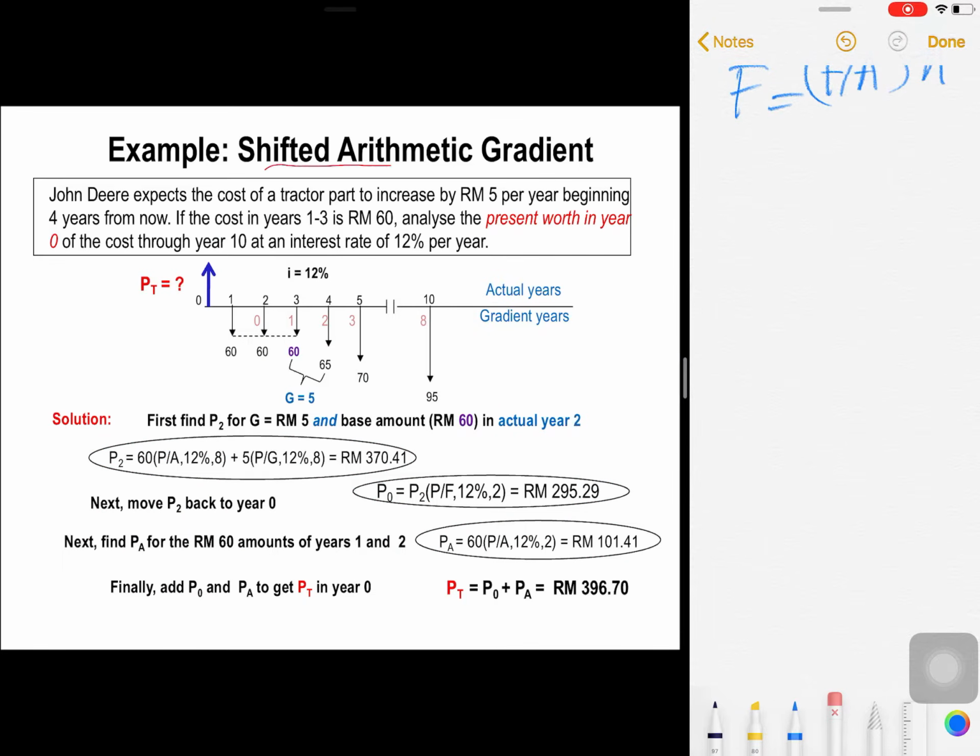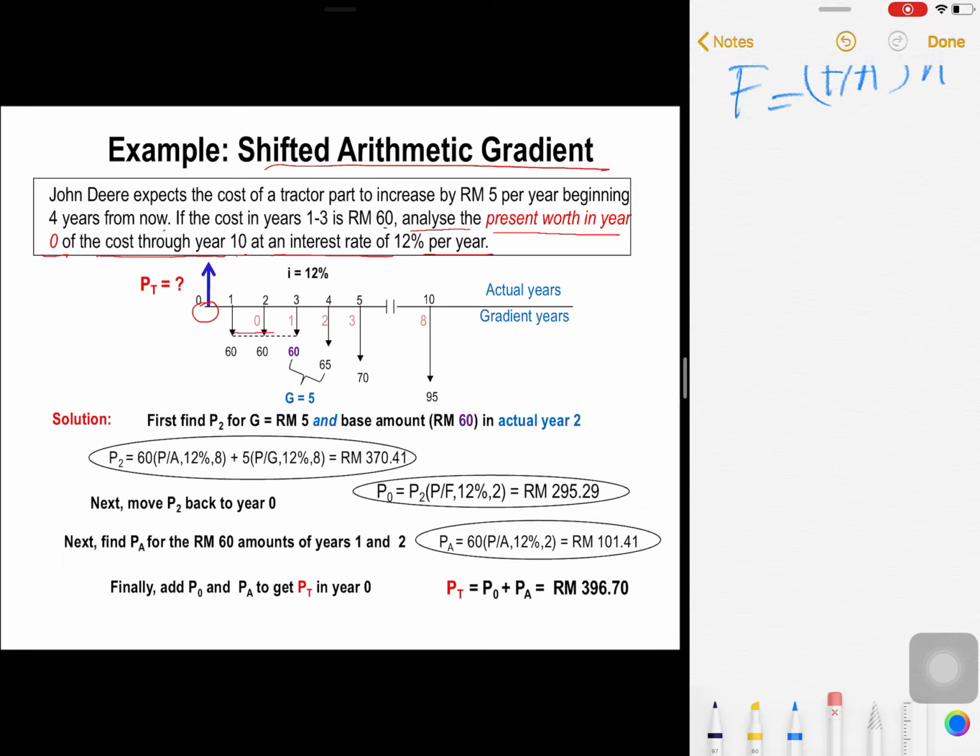So, for example, of a shifted arithmetic gradient: John Deere expects the cost of a tractor part to increase by 5 ringgit per year beginning 4 years from now. If the cost in years 1 to 2 is 60 ringgit, analyze the present worth in year 0 of the cost through year 10 at an interest rate of 12% per year. So what we're looking for is P total at P naught over here.